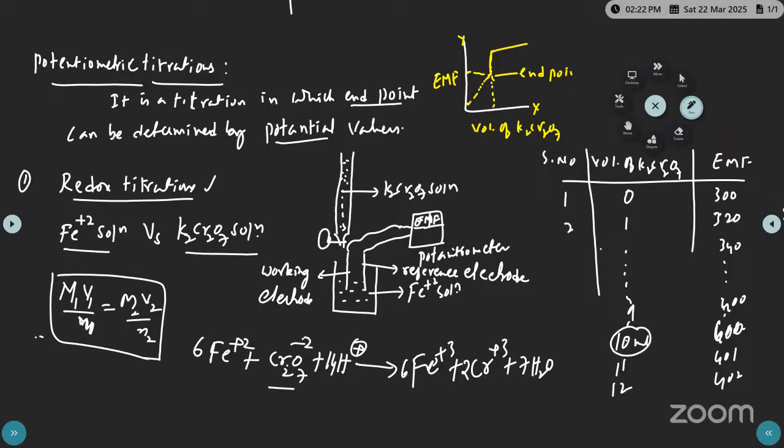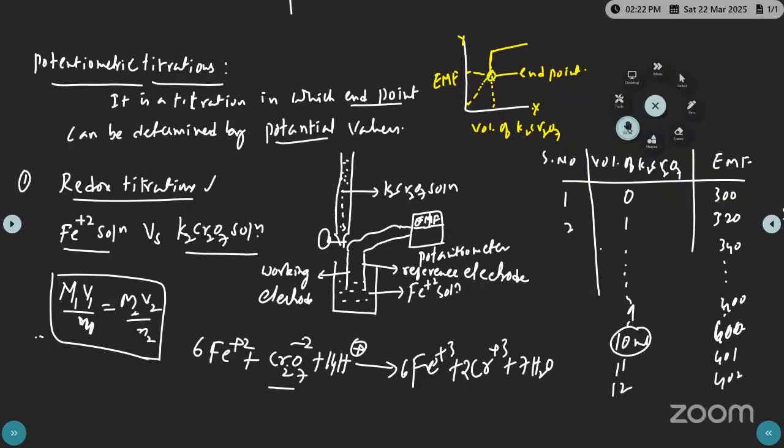So this point is known as the end point. At a particular volume the EMF suddenly increases, so this point is treated as the end point. Like that we can draw the graph of the potentiometric titrations. So this is about the redox titrations or potentiometric titrations.